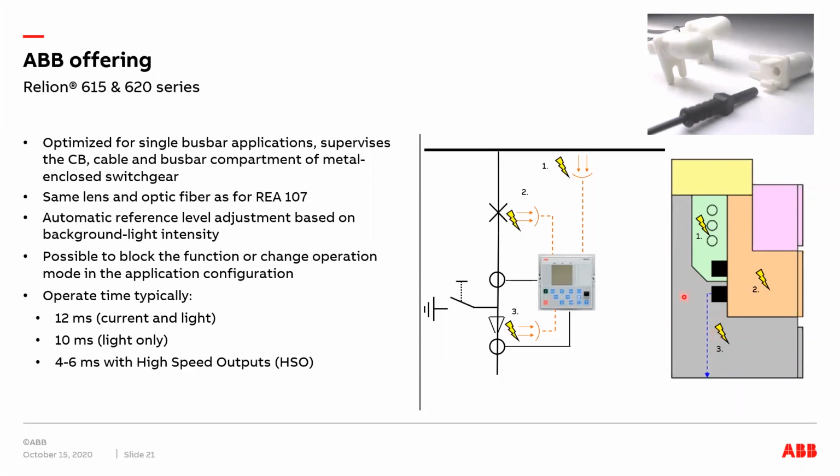And operating times are a bit slower in the protection relays than in the dedicated REA system. We talk about 10 to 12 milliseconds with the mechanical outputs, and if we use high-speed outputs as we recommend, the tripping time out from the device is about 4 to 6 milliseconds. Then of course the circuit breaker time, 30-40 milliseconds, is added to that one.